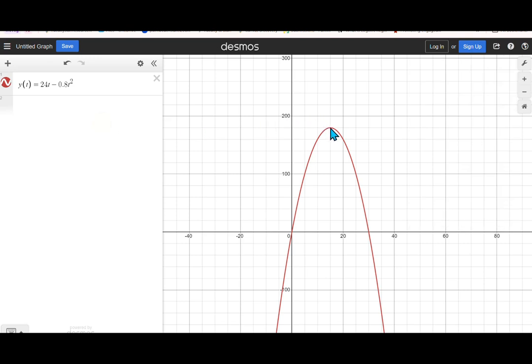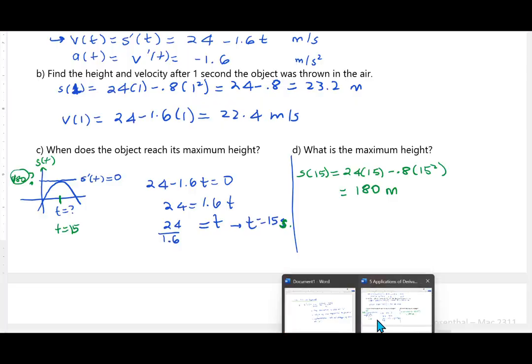So again, we can also verify here that approximately at that point, you see when I clicked on it, it's occurring at the ordered pair 15, 180. So at time equals 15, height equals 180. And that's when the maximum height is reached. Okay, so let's take a look at the next question.